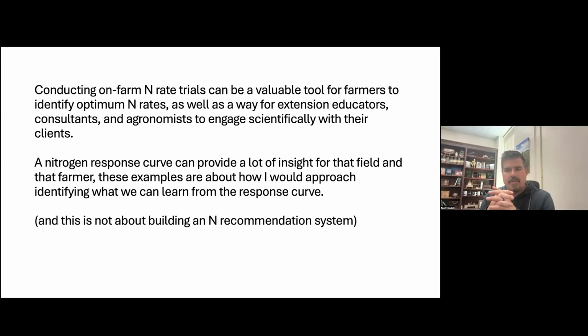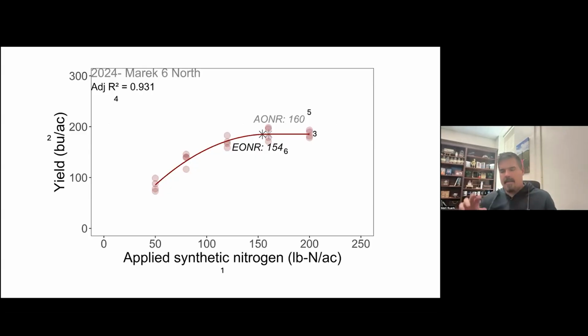What I want to do is go through the approach of how I work with nitrogen response curves and what I think about when I look at the response curve itself. I also want to be very clear: this is not about building a nitrogen recommendation system. This is about conducting an on-farm research trial and gaining as much information from that as possible to give back to the farmer. As I talk, if there are any questions in the chat, or if anyone wants to stop me, it's always better to answer questions throughout. If I skipped over something or I'm not explaining something well, let me know.